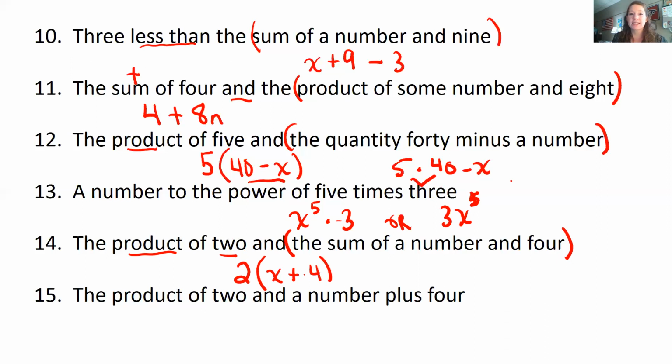Now look at 15. It's almost exactly like 14, but it's different. The product of 2 and a number, so you have to read it until it makes sense to you. The product of 2 and a number plus 4. The product of 2 and a number, that's the product of 2 and a number, right? Plus 4. All right, so you take a minute, look at 14 and 15, find out the difference in them and why they look different.